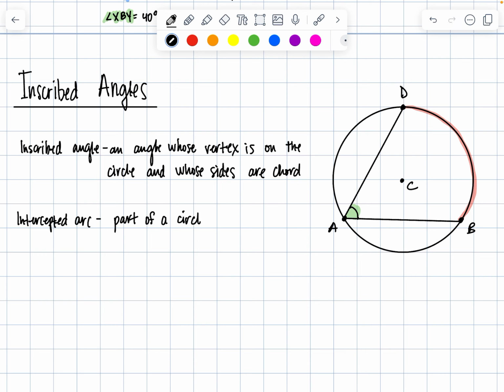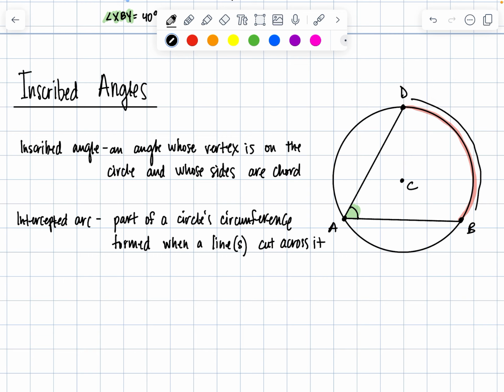Part of a circle's circumference formed when a line or lines, I'm going to put an S there, cut across it. Okay, so this intercepted arc is this arc length, or arc measure, if you will, DB.